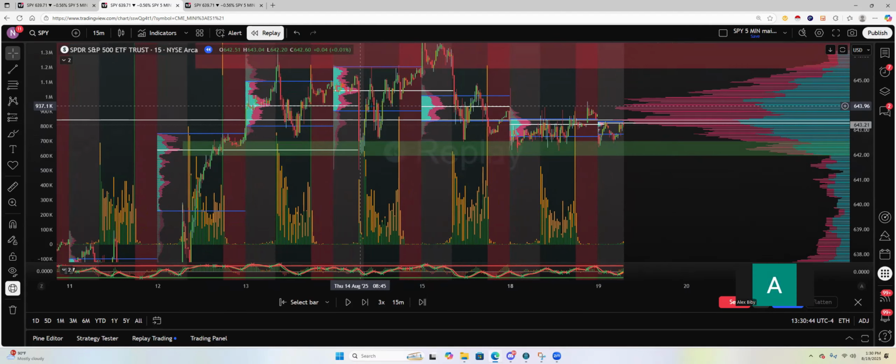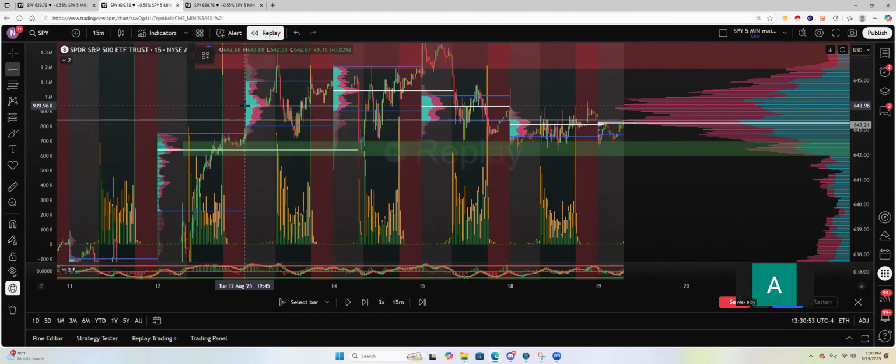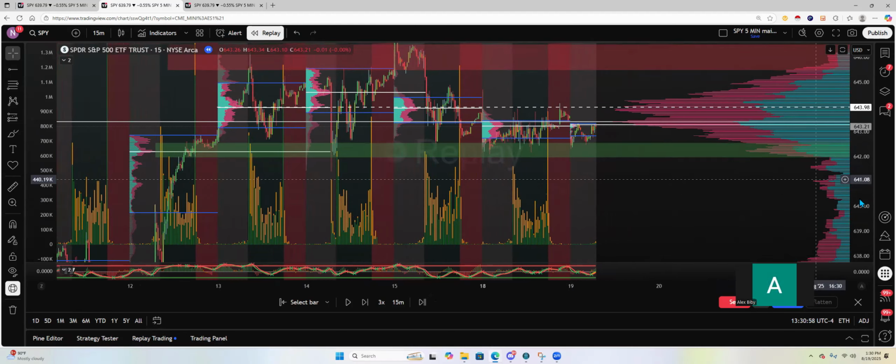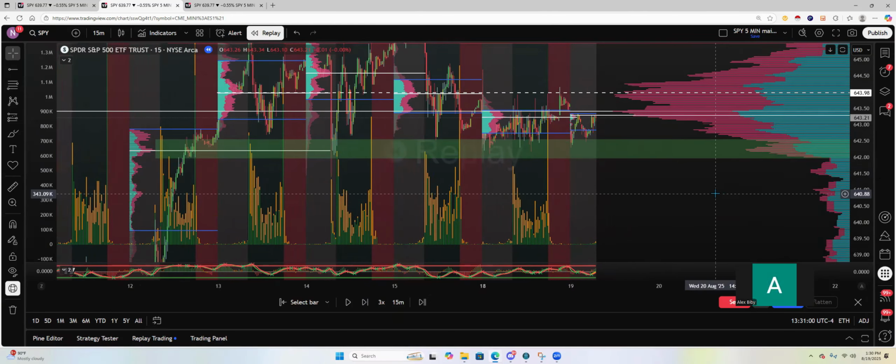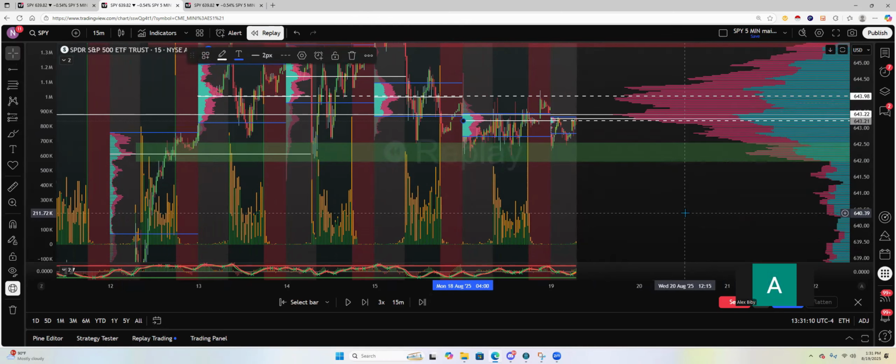Notice how these points of control are kind of lining up. That's going to be an important level. So if you guys want, we can take a horizontal ray and put that there. Let's go look at the previous trading day. This was our point of control. We have not yet tested it, so that's going to be a naked or virgin point of control. I'm going to go ahead and mark that off as well.